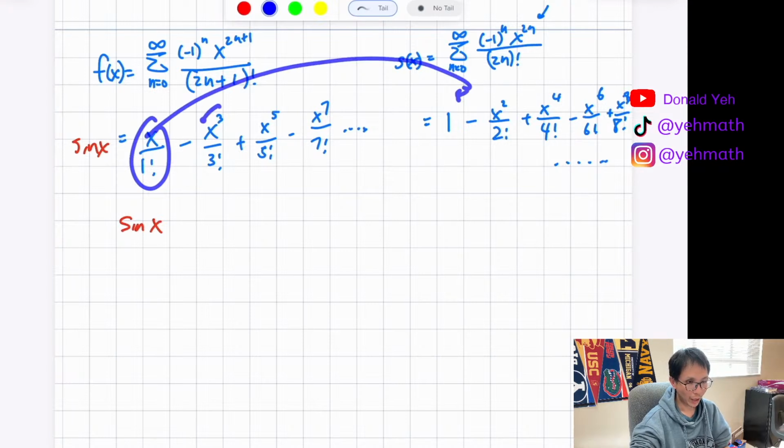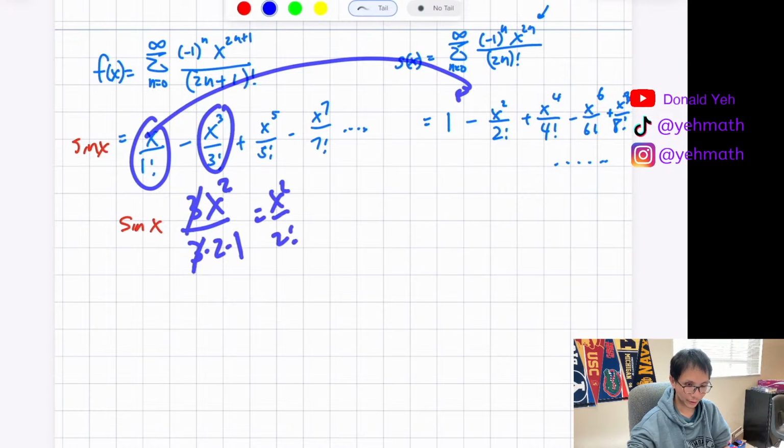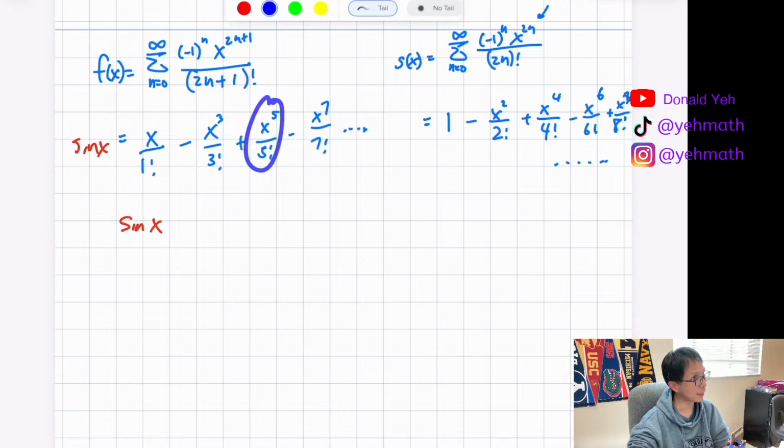1, right? What happens if you take a derivative of x cubed over 3 factorial? The 3 drops in the front, 3 times 2 times 1, and that's equal to x squared over 2 factorial. Does that look familiar? Every term matches up. If you take a derivative of x to the 5th over 5 factorial, the 5 drops in the front, the 5 cancels out. That's going to be x to the 4th over 4 factorial. Same thing, x to the 7th, the 7 cancels out, x to the 6th over 6 factorial. So it proves that the derivative of sine of x is equal to cosine of x in terms of power series. Power series actually work just as well.